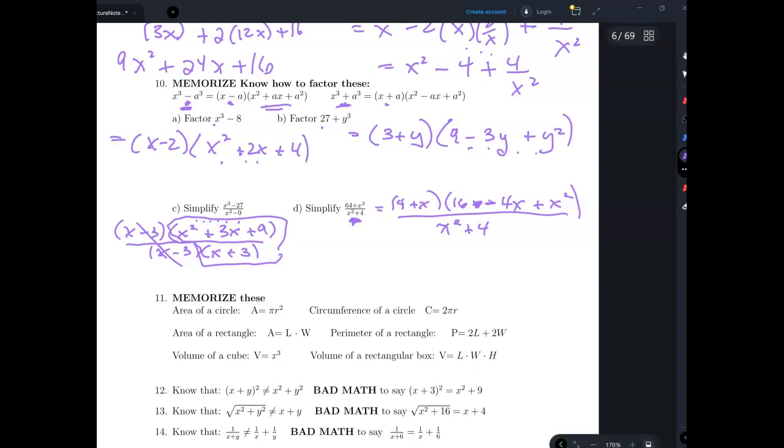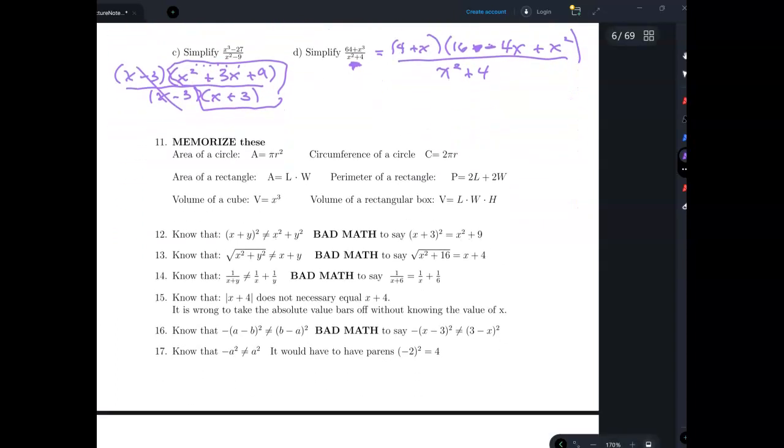So these here are things you need to know, and I'll keep putting them on your homework to get you practicing with them, because we'll be doing applications in time, and you just need to know what the volume of a cube is and what the area of a circle is. So there's everything there. Then I want to make sure that you know this does not equal this, right?